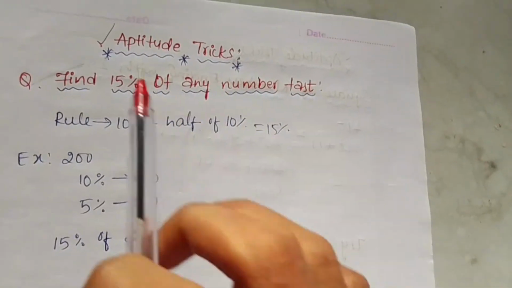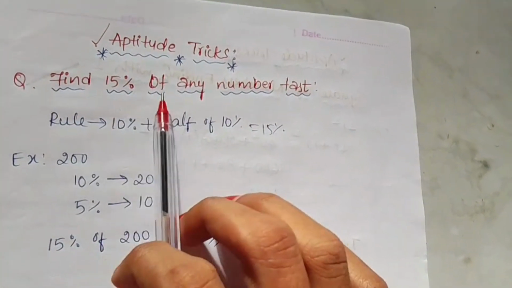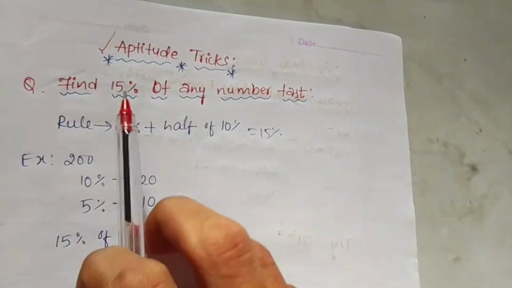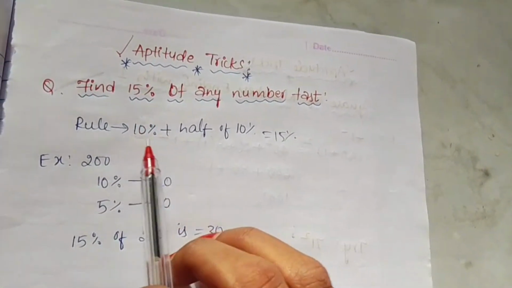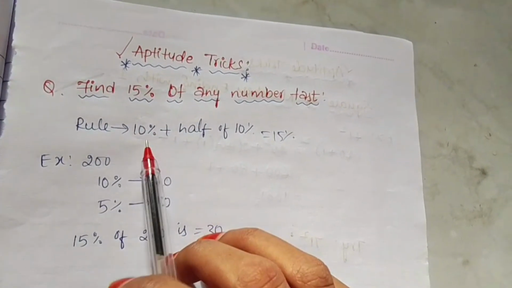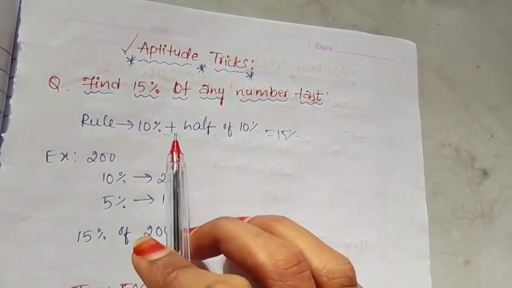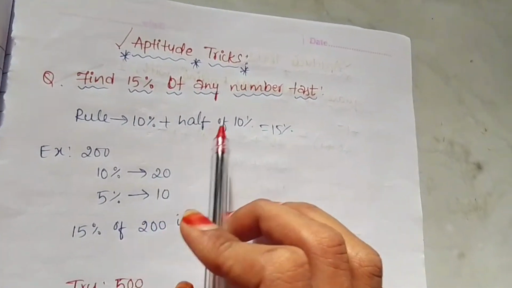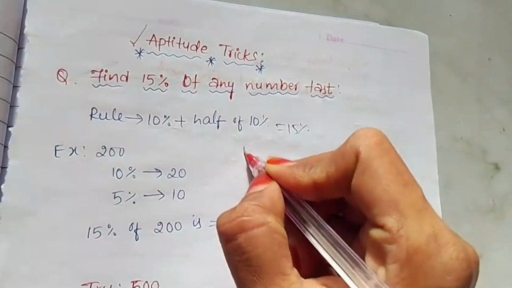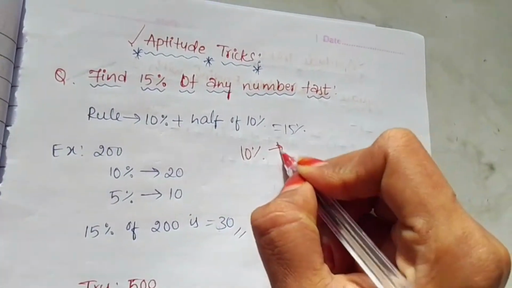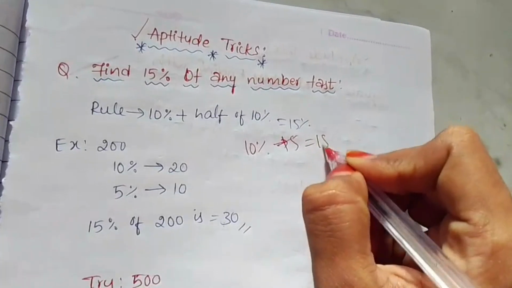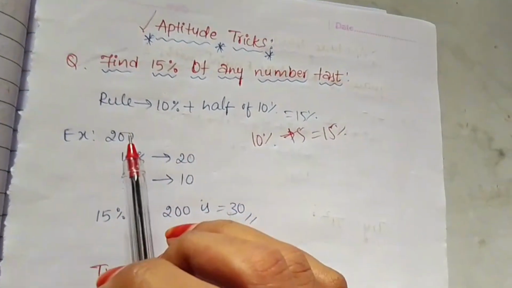Here I will tell you, find 15% of any number easily. First you have to find the 10% of that number. It will be very easy to find the 10% of any number. Then half of that 10%, that is 5%. Here you have to do 10% and half of the 10%, that is 5%. That will be 15%.